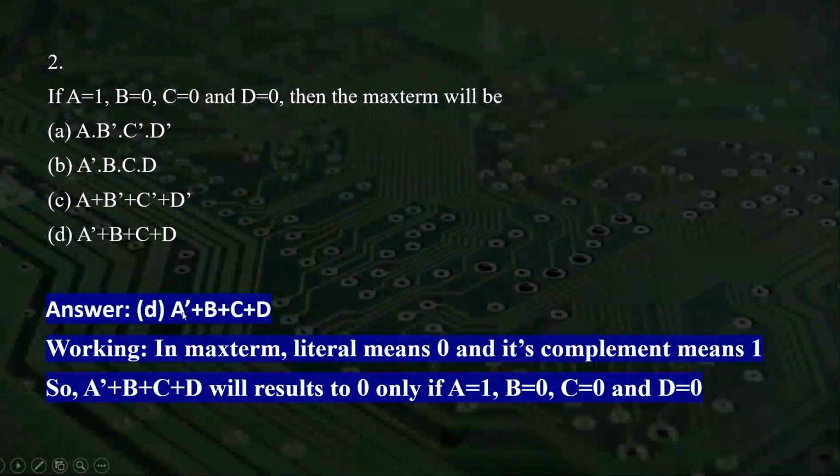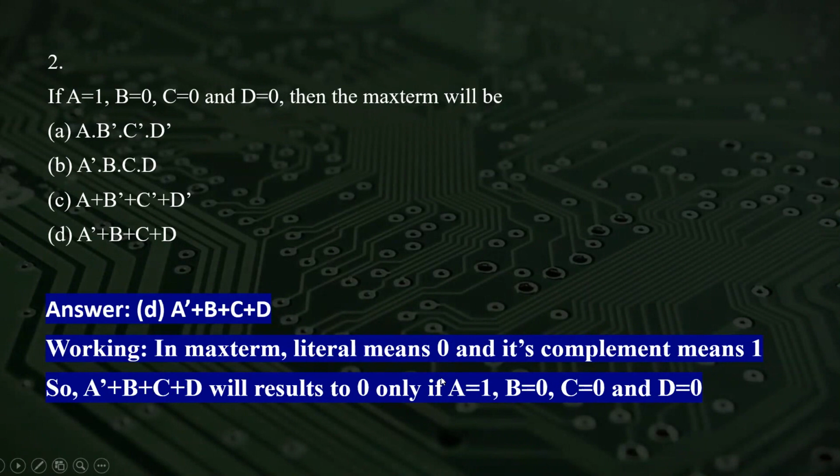Next question. If A equals 1, B equals 0, C equals 0 and D equals 0, then the max term will be, let's see the answer. It's option D, A bar plus B plus C plus D. In max term, literals mean 0 and its complement means 1. So, A bar plus B plus C plus D will result to 0 when A equals 1 and B, C, D all are at 0.